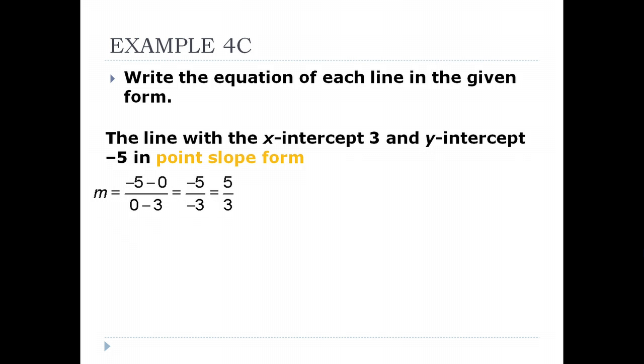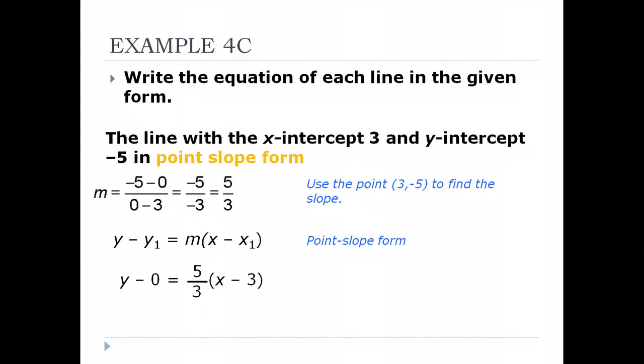Then we substitute the points in. We have y minus 0 equals 5/3 times x minus 3. So y equals 5/3 times x minus 3.